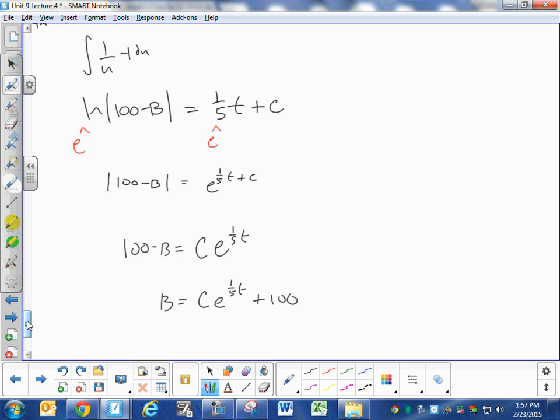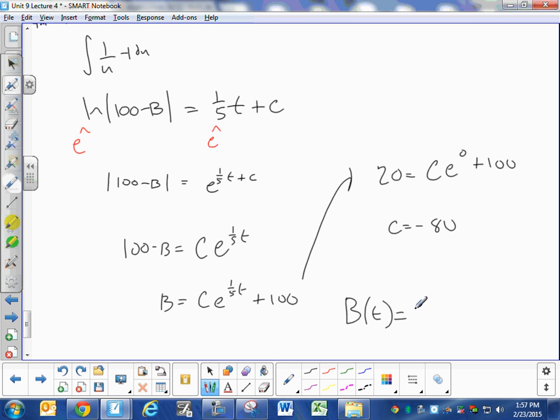And now we have b of 0 is 20. So 20 is equal to c e to the 0 plus 100. So c is equal to -80. So b of t is equal to -80 e to the 1/5 t plus 100.